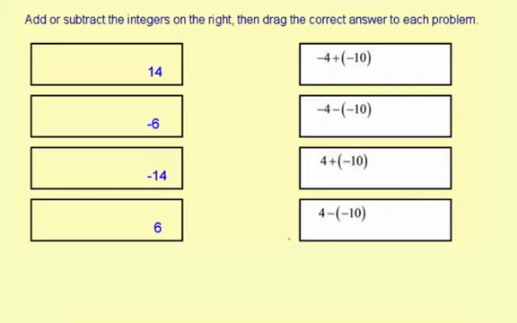Add or subtract the integers on the right, then drag the correct answer to each problem. Now this problem is going to emphasize what to do with double signs. So I'm going to do that first step all the way down through, and then we'll work out each problem from there.